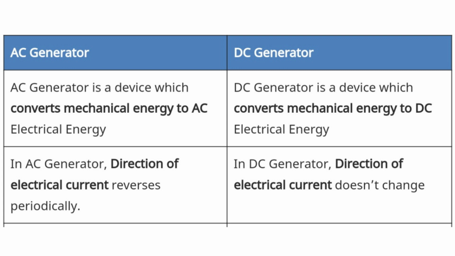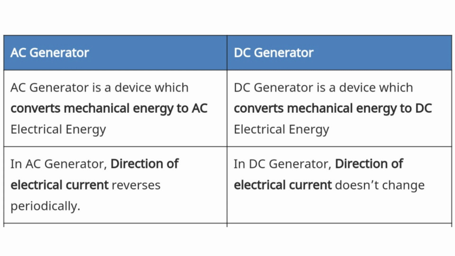An AC generator is a device which converts mechanical energy to AC electrical energy. And a DC generator also converts mechanical energy to DC electrical energy. There is no difference in that: both convert mechanical energy, one to AC electrical energy and the other to DC electrical energy.